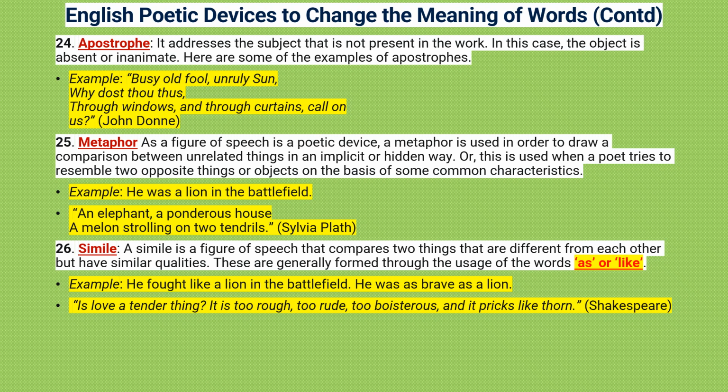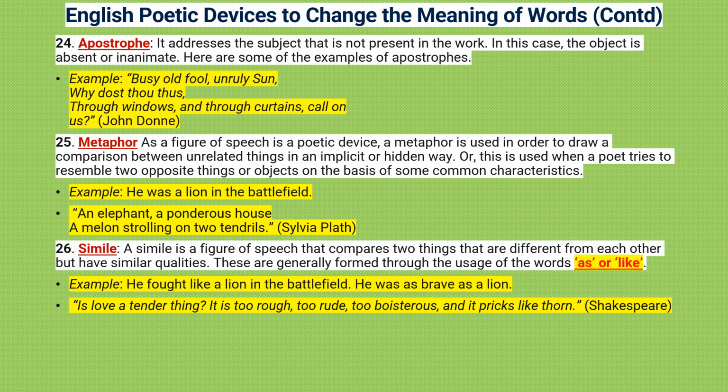Here are some examples of apostrophe: Busy old fool, unruly sun, why dost thou thus through windows and through curtains call on us? The next ones are metaphor and simile. Both of them are forms of comparison, students. When you compare two things without using the words as or like, it is called a metaphor. When you compare two things and use the word as or like, it is called a simile.